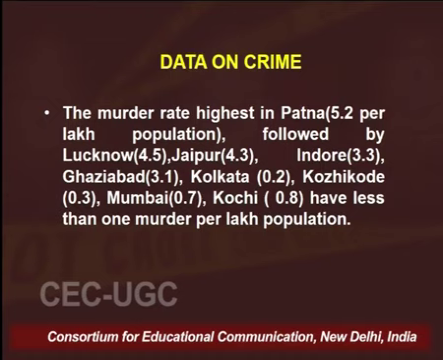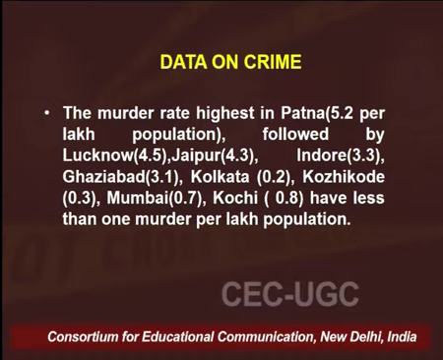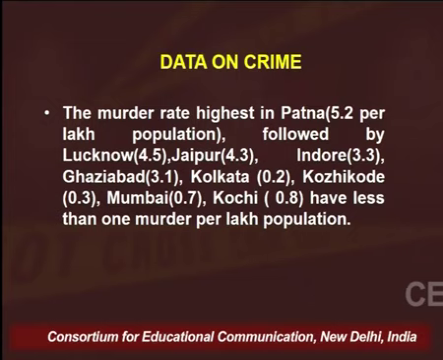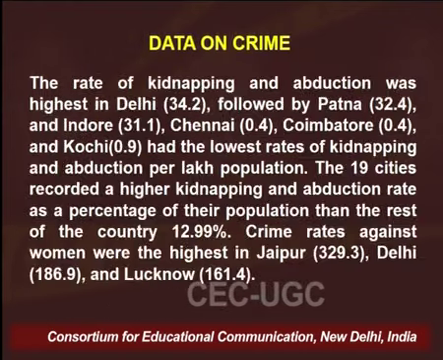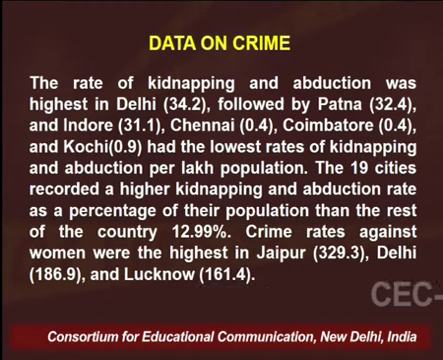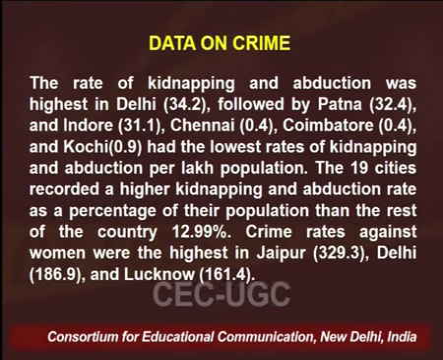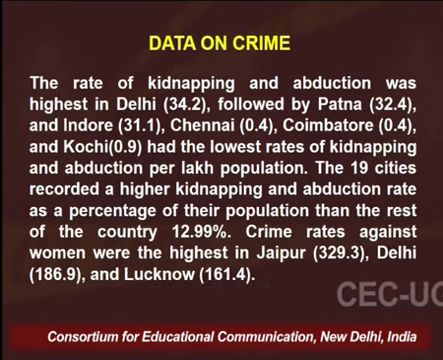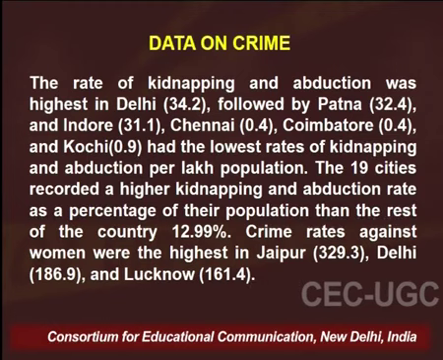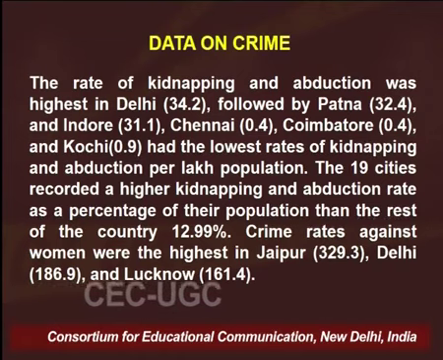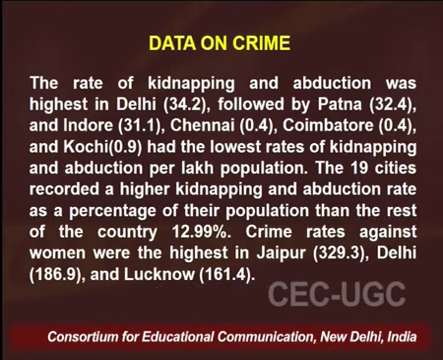The murder rate is highest in Patna, followed by Lucknow, Indore, Ghaziabad, Mumbai, and Kochi, which have less than one murder per lakh population. The rate of kidnapping and abduction was highest in Delhi, followed by Patna and Indore, Chennai, Coimbatore, and Kochi. Kochi has the lowest rate of kidnapping and abduction per lakh population. 19 cities recorded a higher kidnapping and abduction rate as a percentage of their population than the rest of the country. Crimes against women were the highest in Jaipur, then Delhi, and then Lucknow.